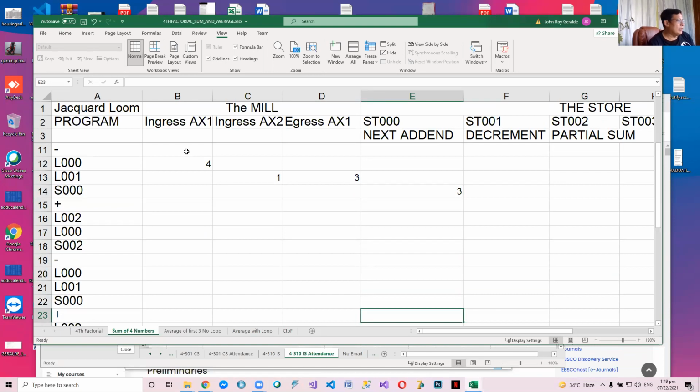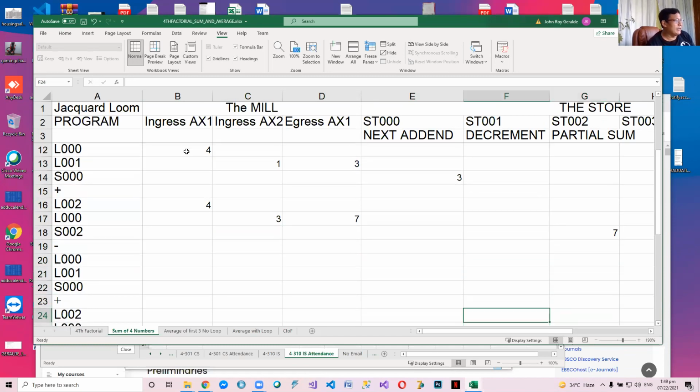Okay, and then we'll do an add because it's still a 3. L002, what is L002? Our partial sum is 4. L000, our next addend is 3. 4 plus 3 is 7. And we will store it at 002. Any questions? So 7. We started at 4, 4 plus 3, 7.